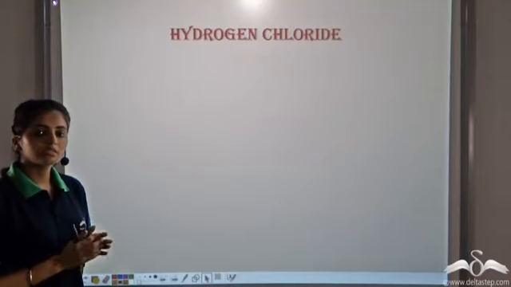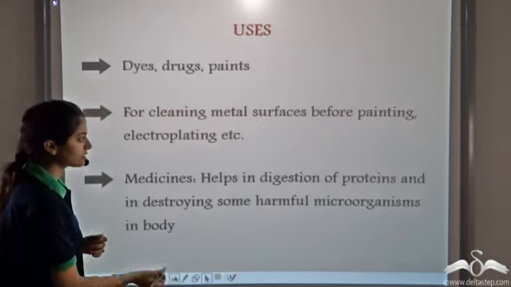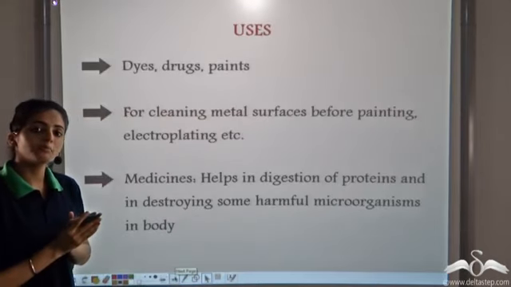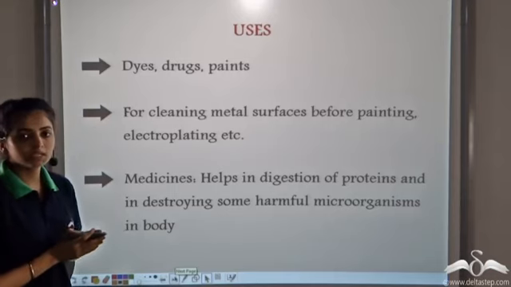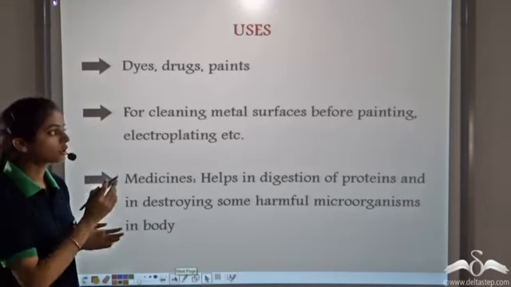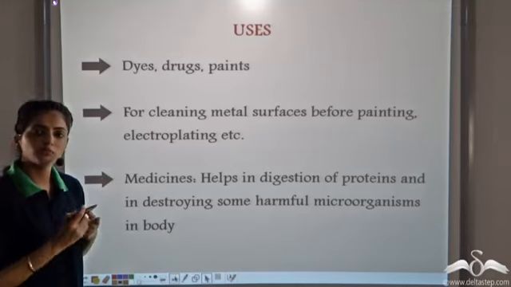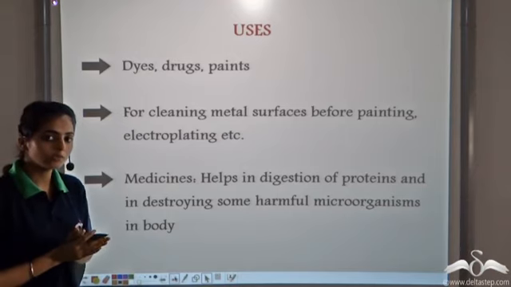Hydrogen chloride is a very important industrial chemical. It has a lot of uses. For example, it is a very important constituent in dyes, drugs, paints. It is also used for cleaning the surfaces of metals before electroplating, before painting them, and so on.